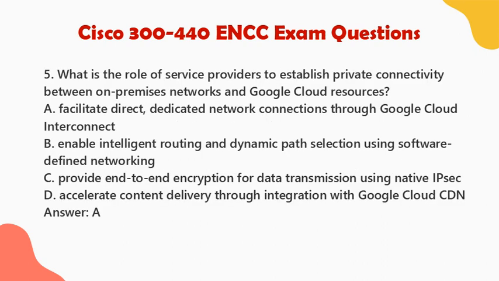5. What is the role of service providers to establish private connectivity between on-premises networks and Google Cloud resources? A. Facilitate direct, dedicated network connections through Google Cloud Interconnect. B. Enable intelligent routing and dynamic path selection using software-defined networking. C. Provide end-to-end encryption for data transmission using native IPsec. D. Accelerate content delivery through integration with Google Cloud CDN. Answer: A.